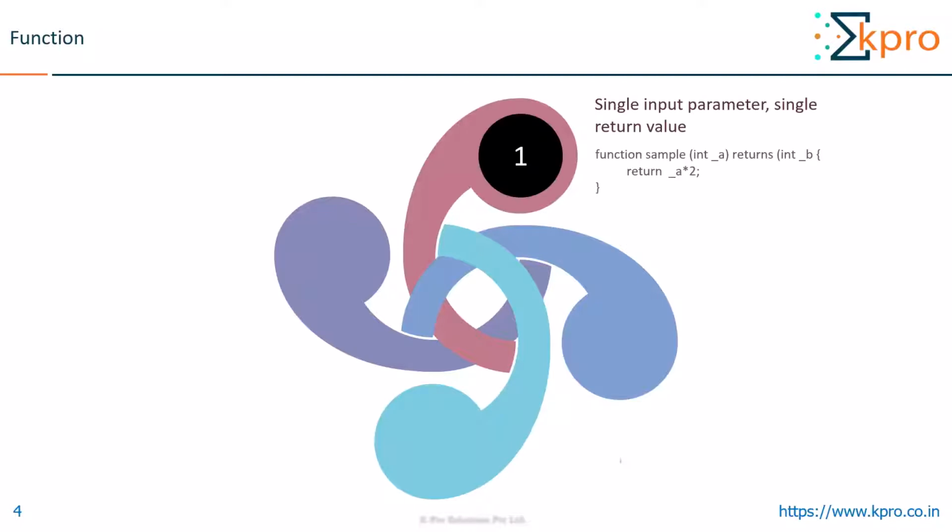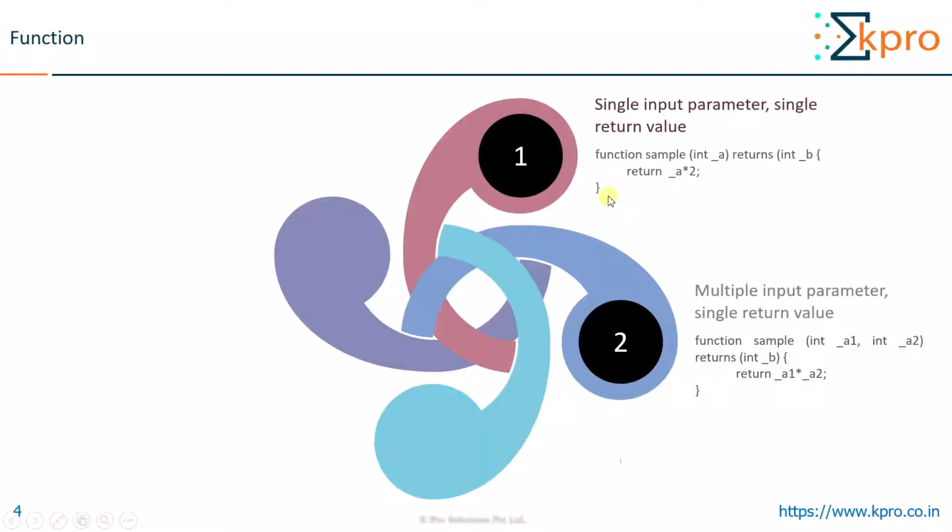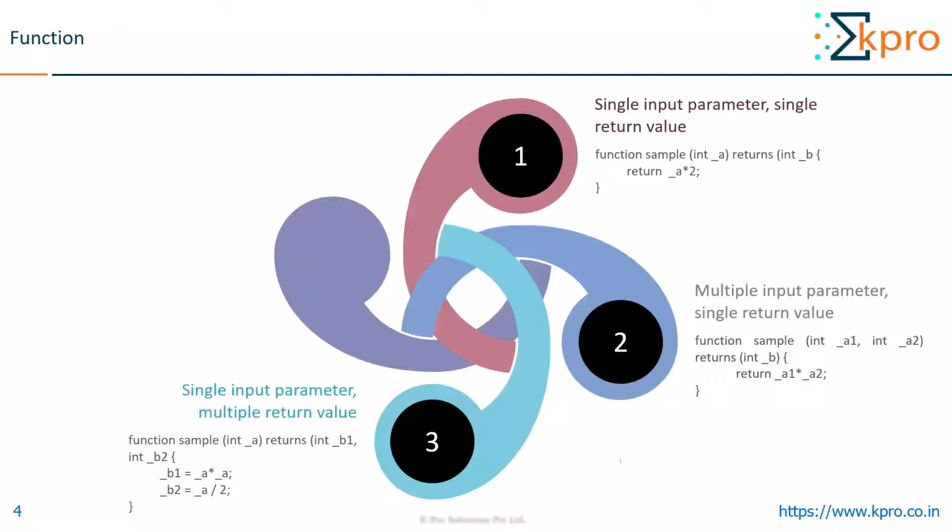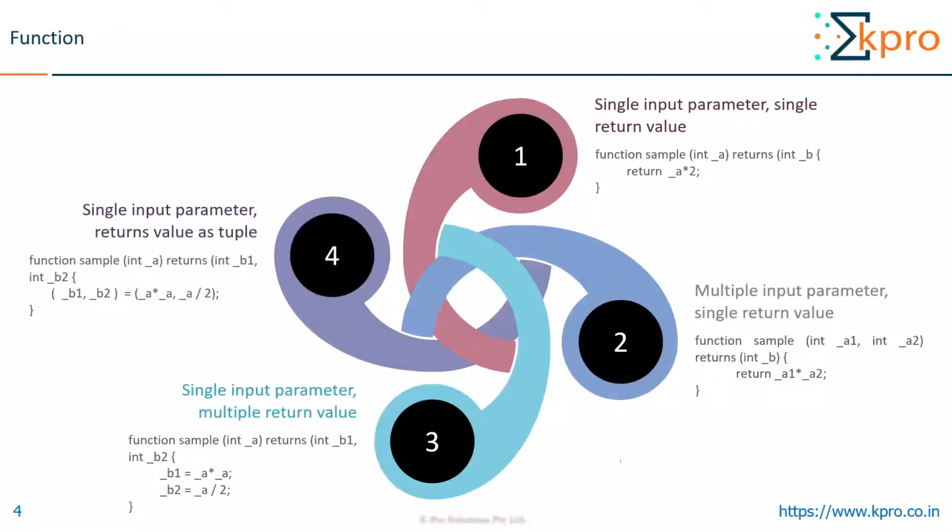The first one is declaring a function with a single input parameter returning a single value, which we'll do somewhat like this. The second one is multiple input parameters and returning a single value. The third one is a single input parameter and multiple return values. And the fourth one is a single input parameter and returning a value as a tuple. Now let us see how these kinds of functions work in an example.